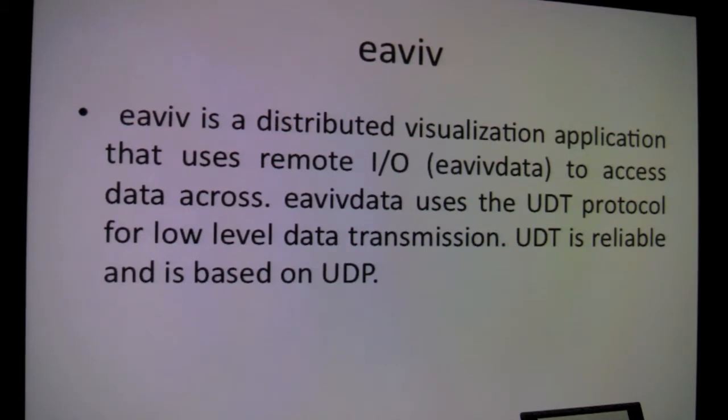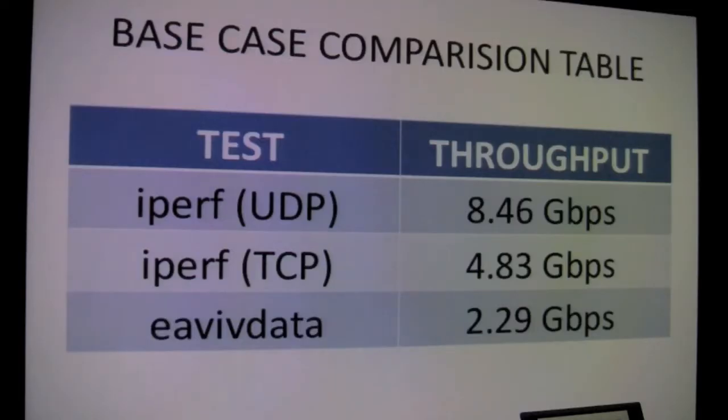What is UDT? UDT is a UDP-based data transfer protocol, and these are the results of the initial base case comparison, the initial tests we have done. These tests include the IPOF UDP test, which has a throughput of 8.46 Gbps, and the next we have done is the IPOF TCP. As you've seen, IPOF TCP throughput is less when compared to the UDP.